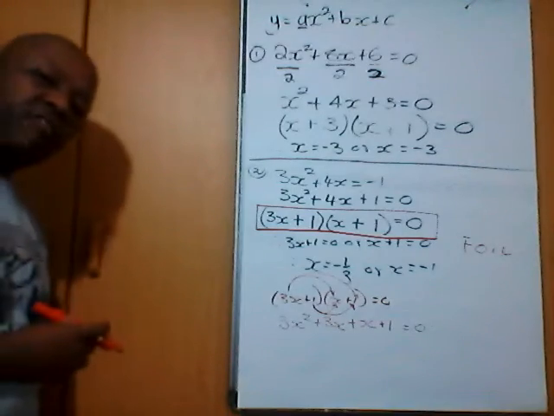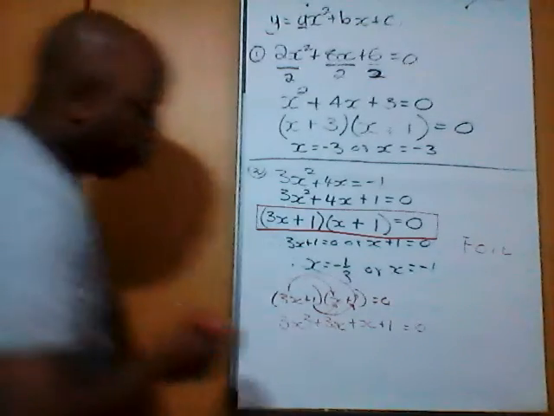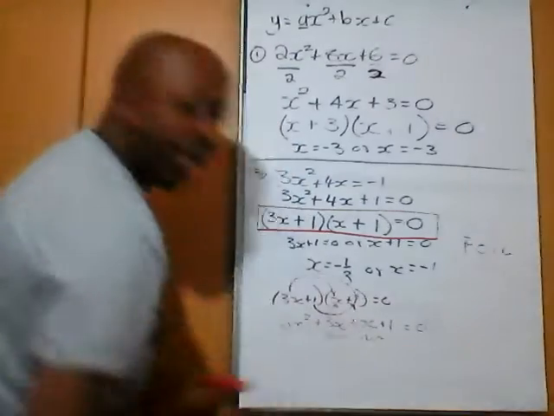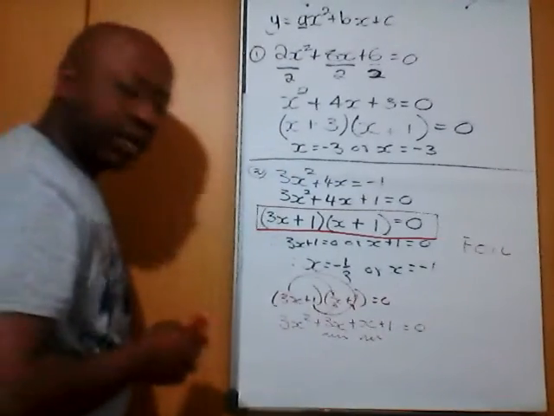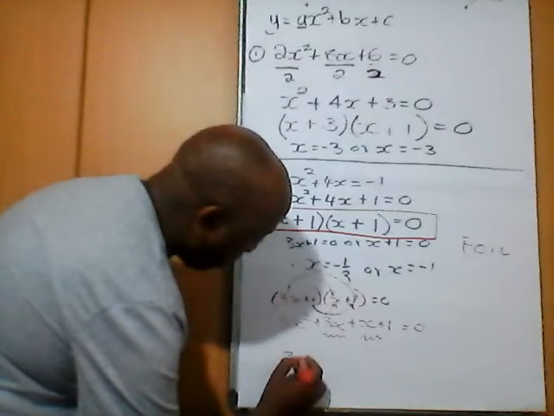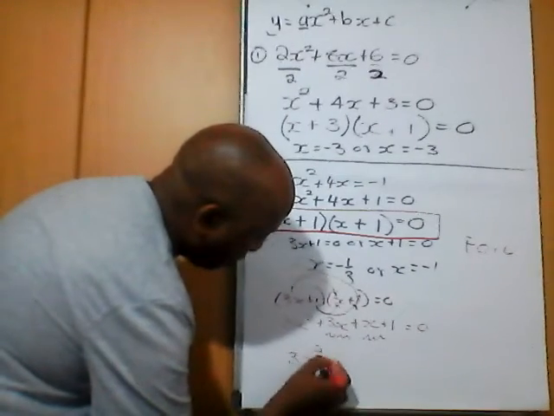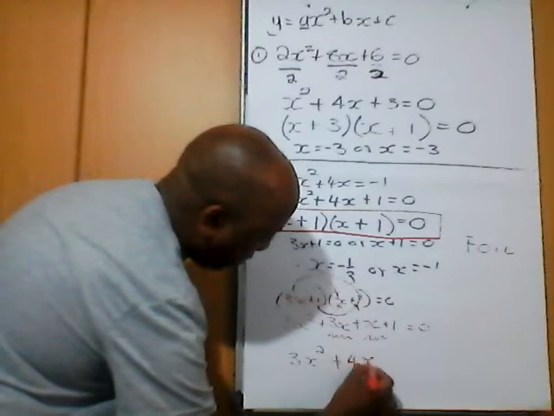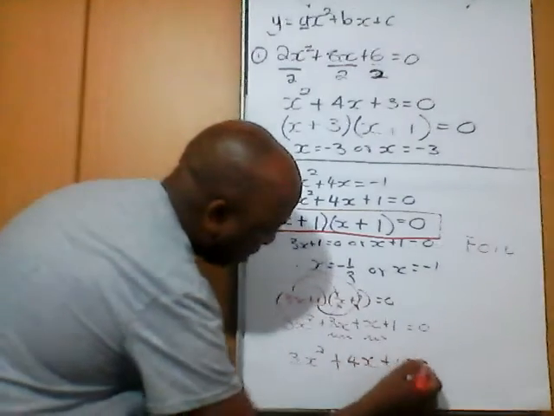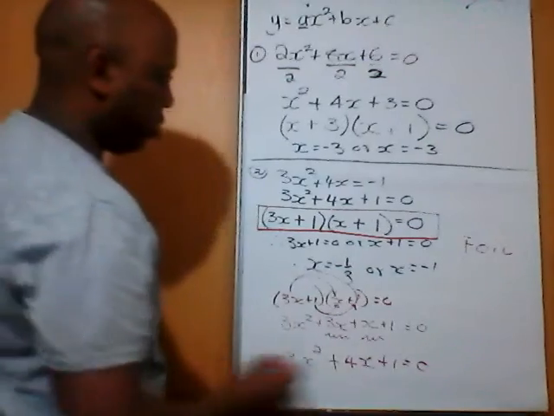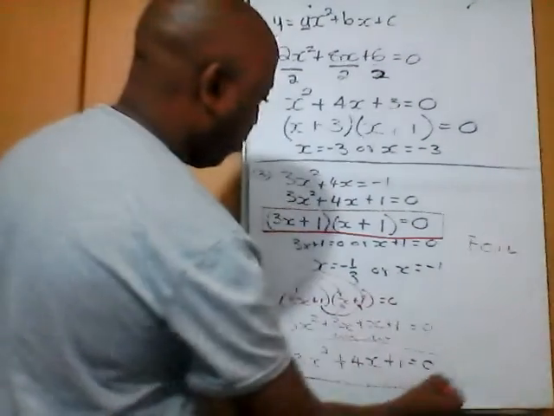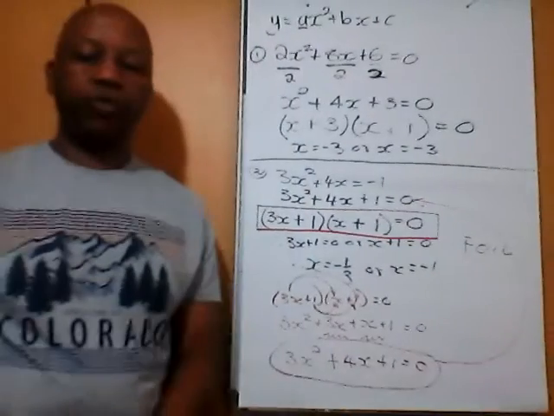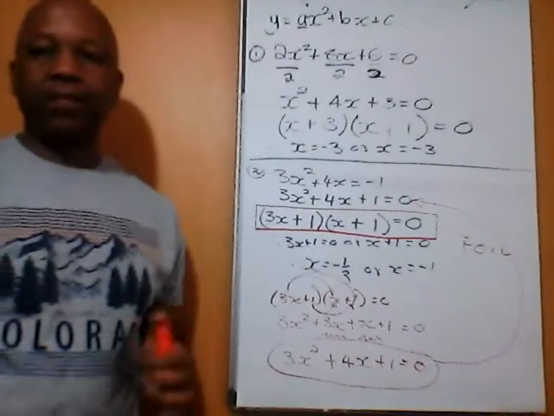Now I'm going to check if I've got any like terms, and I'm going to add those. So I can see that my middlemost terms, the 3x and the x, are like terms. I can add those. So I have my 3x squared plus, add 3x and x, that will give me a 4x plus 1, and that's equals to 0. And there you go. Proof that this will be equals to that.